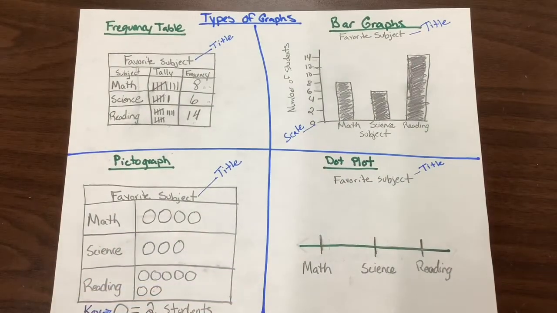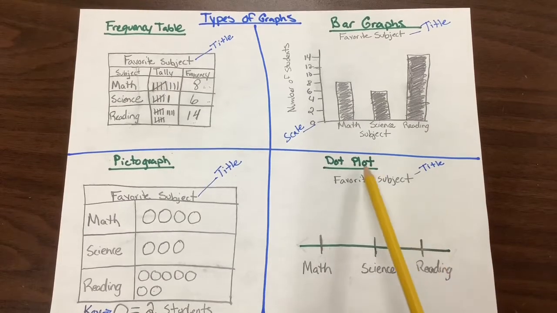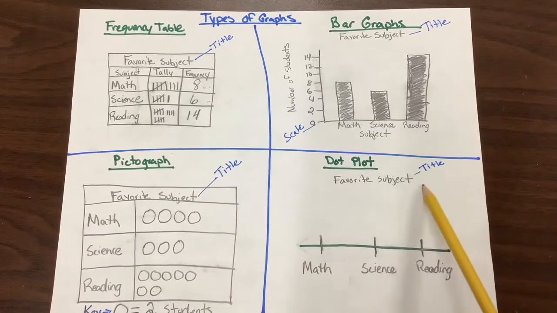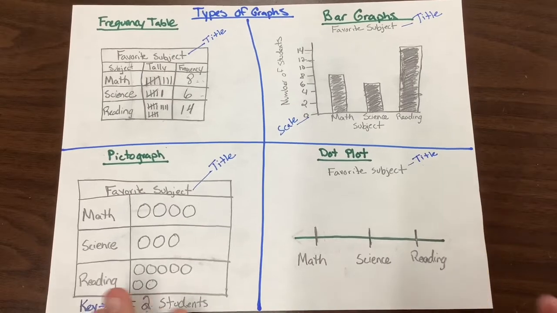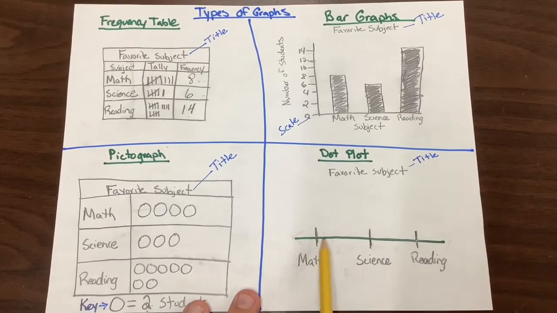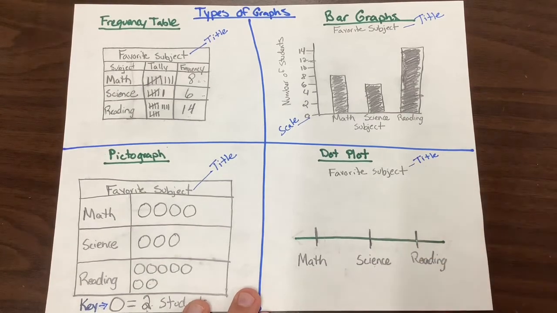Okay, students, so we get to the last type of graph that we are going to learn about. And this one is called the dot plot. And like all the other ones, this one also has a title. Yes, it has a title. So this one we use a line with tick marks that represent the subjects that we're talking about. So we're still talking about favorite subjects, and we have to see how many students chose each subject.